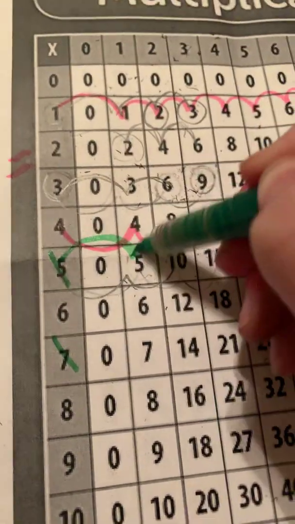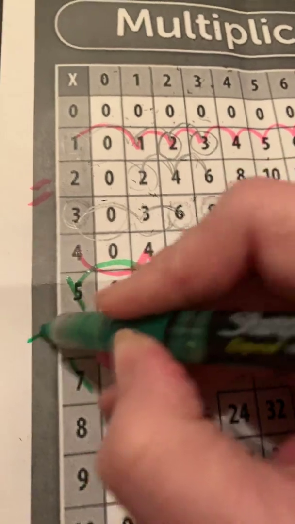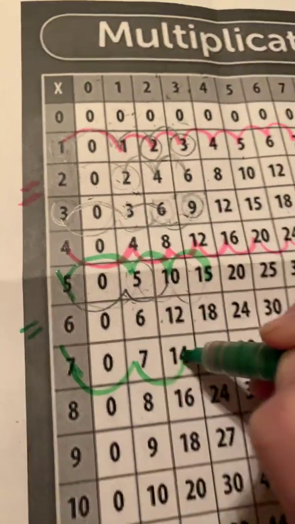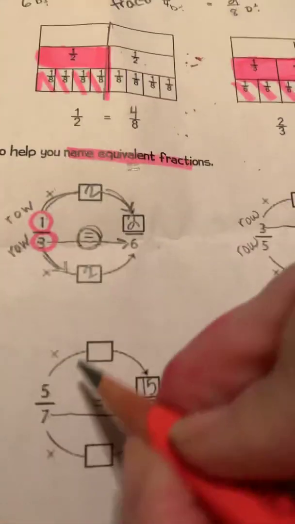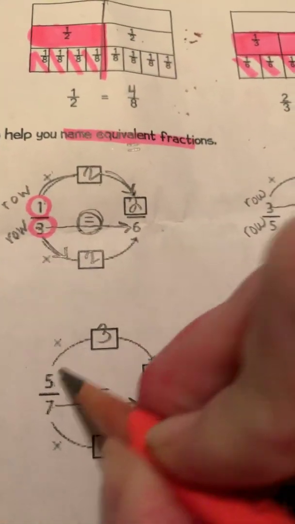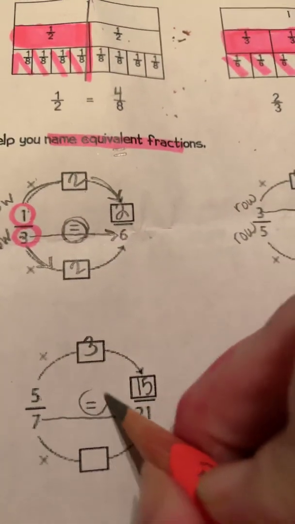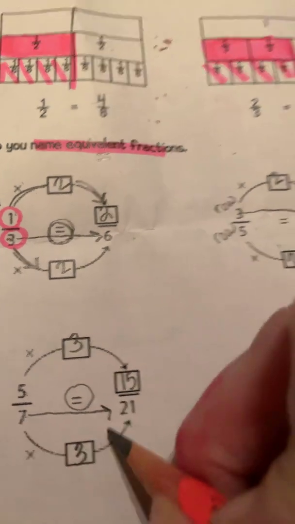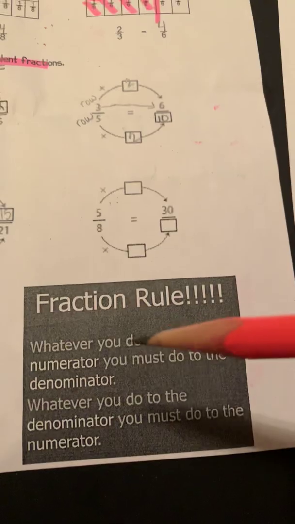Well, that's because 1, 2, 3 5s. If you jump 5 3 times, to be equivalent, you better jump 7 3 times. 5 3 times in a row is 15. 5, 10, 15. To be equivalent, to be equal, you have to do the same thing with the 7. What you do to the numerator, you better do to the denominator. That's the fraction rule.